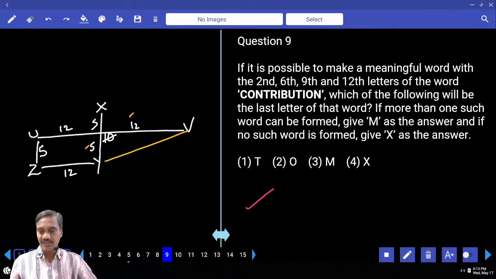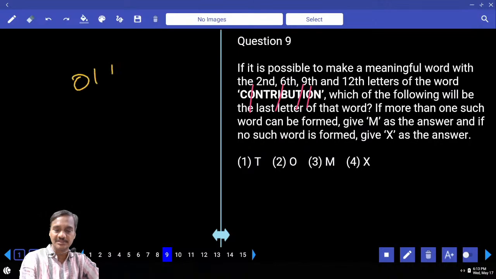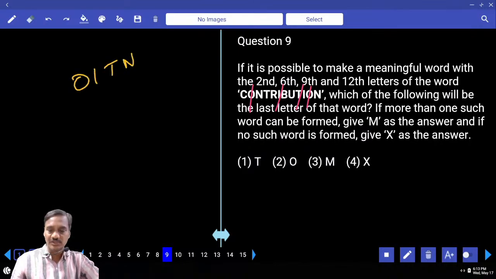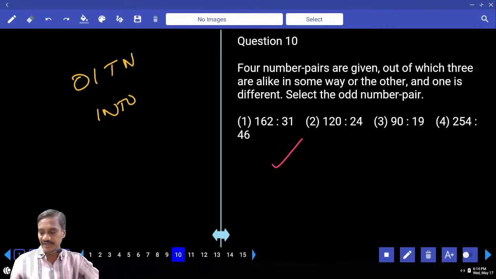The next one, if it is possible to make a meaningful word with the 2nd, 6th, 9th and 12th letters. Tell me what are the letters we have? O-I-T-N. With this, O-I-T-N, that is I-N-T-O, into. And into is the word. And we need to find out the last letter. What is the last letter? O. O, choice 2, question number 9.